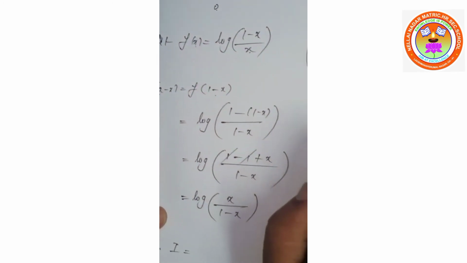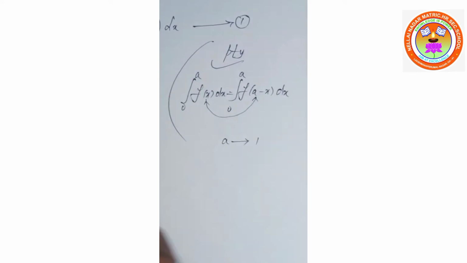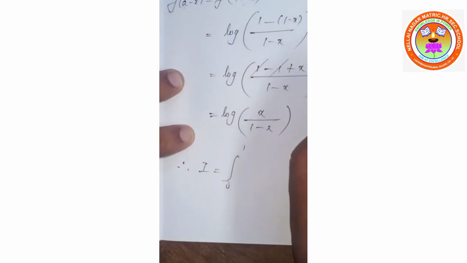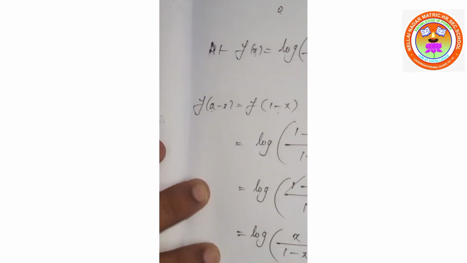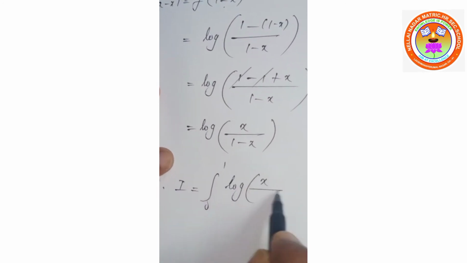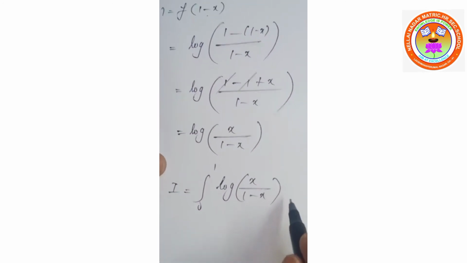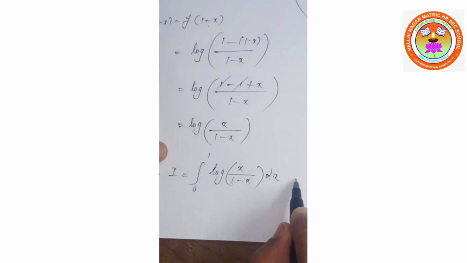I have to apply the right hand side of the property now. The limits are once again 0 to 1, and f of x becomes f of a minus x. What is f of a minus x? Here it is: integral of log of x by (1 minus x) dx. Let it be number 2.